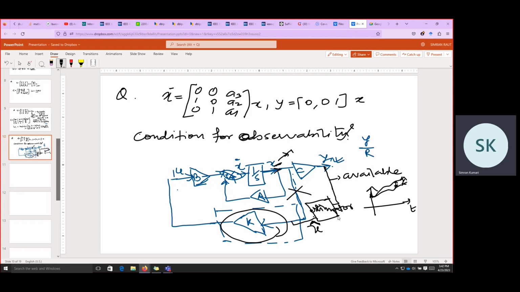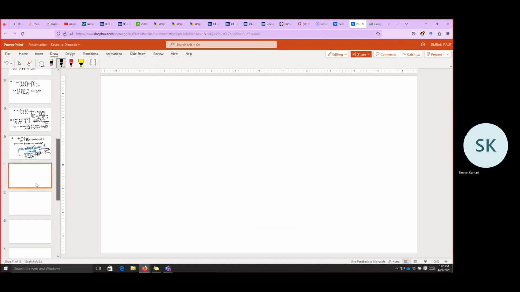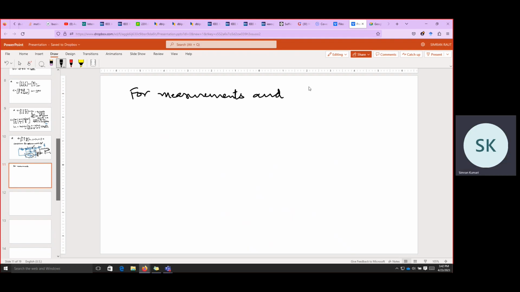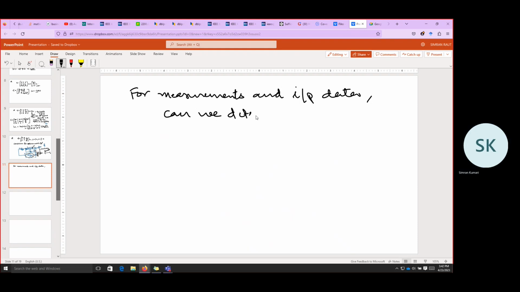So there should be some converging property like that. In order to design this estimator, we want that from the output and the given input, we can say from measurements and input data, we determine the state.